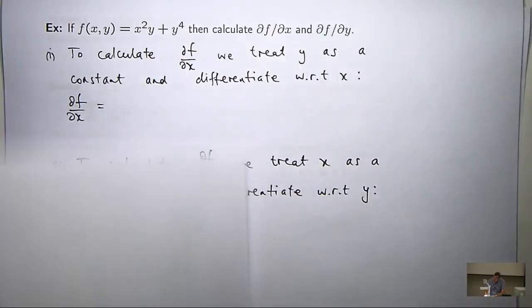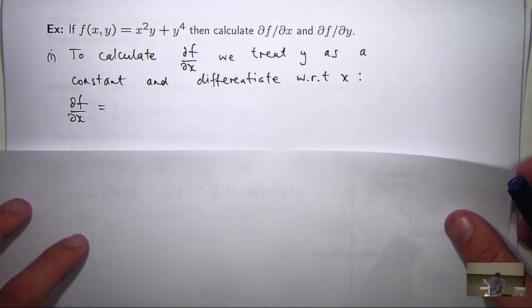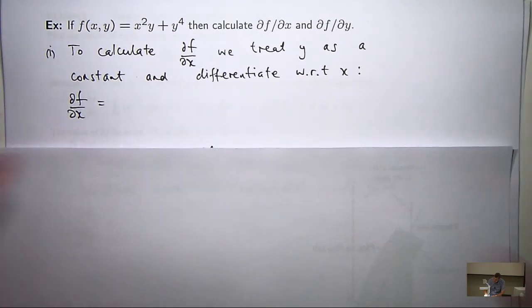Okay, so let's do an example. Okay, this is real simple. Here's a given function of two variables. It's a polynomial, pretty simple. Calculate the two partial derivatives, df dx and df dy.